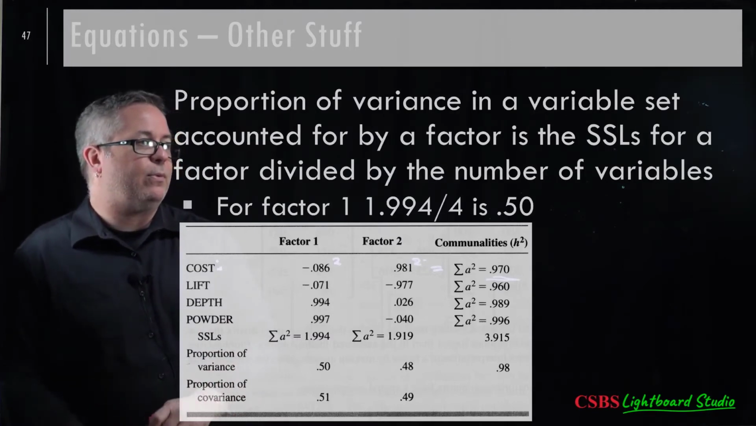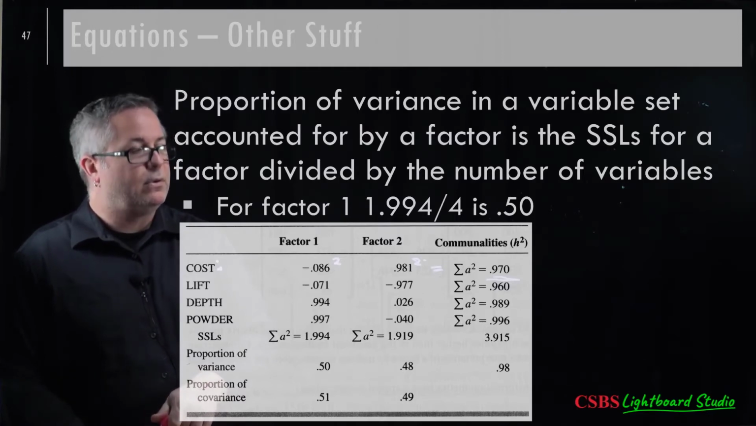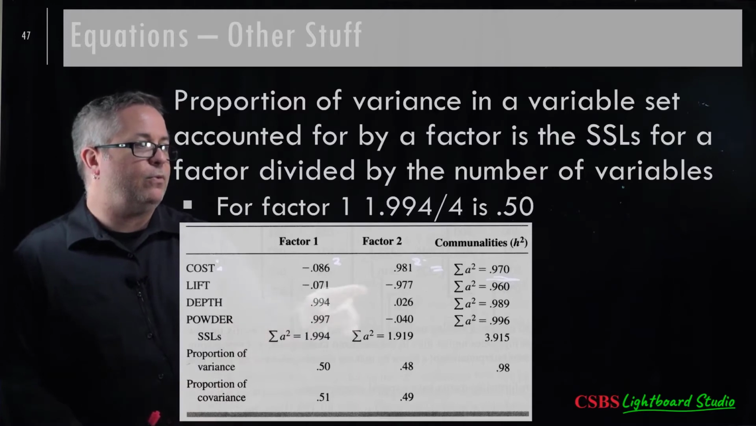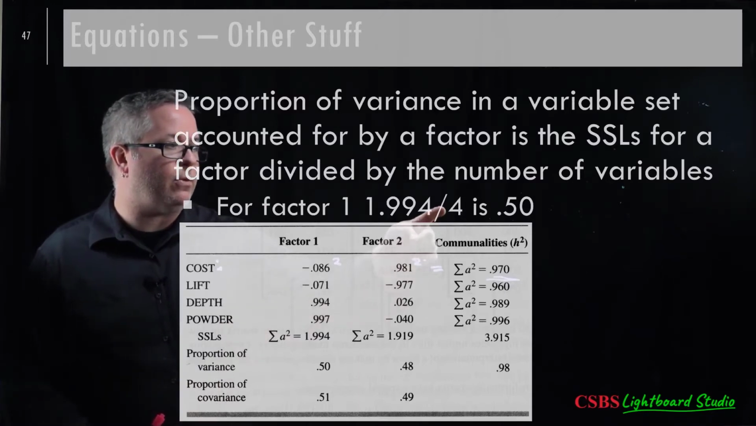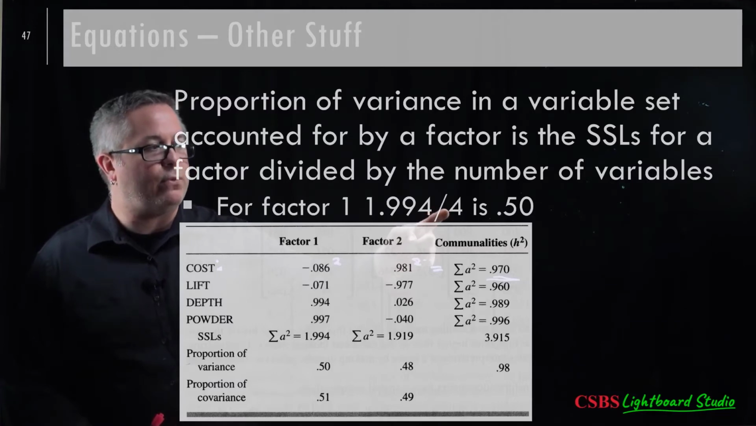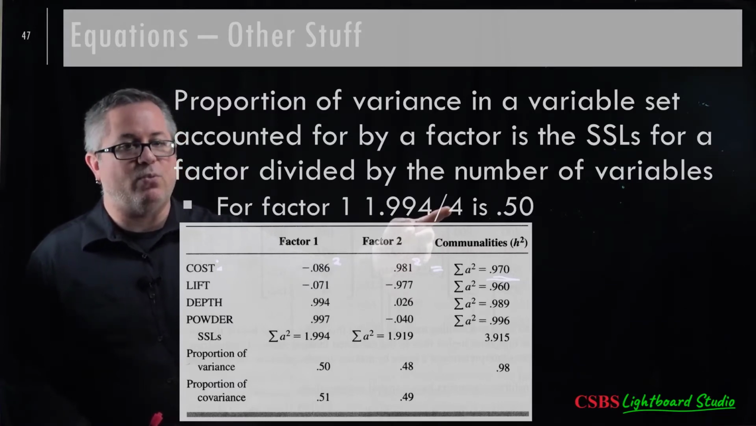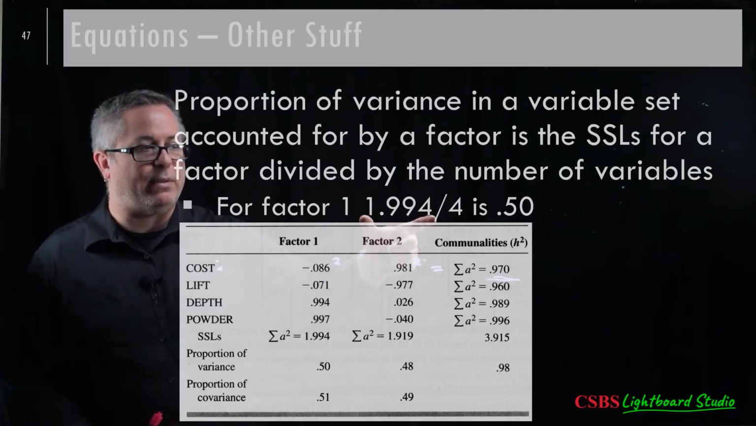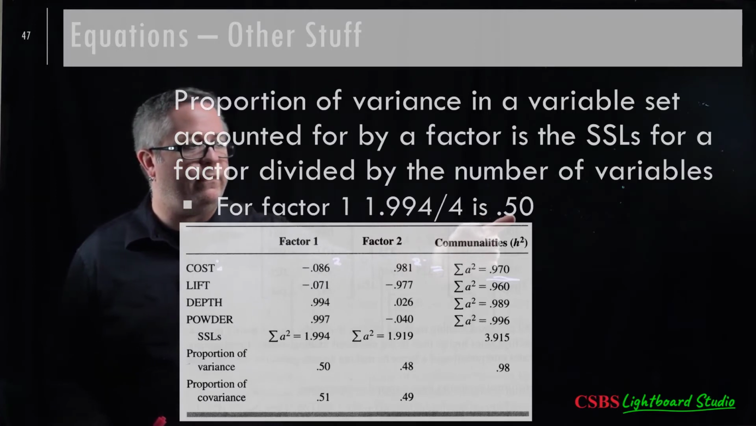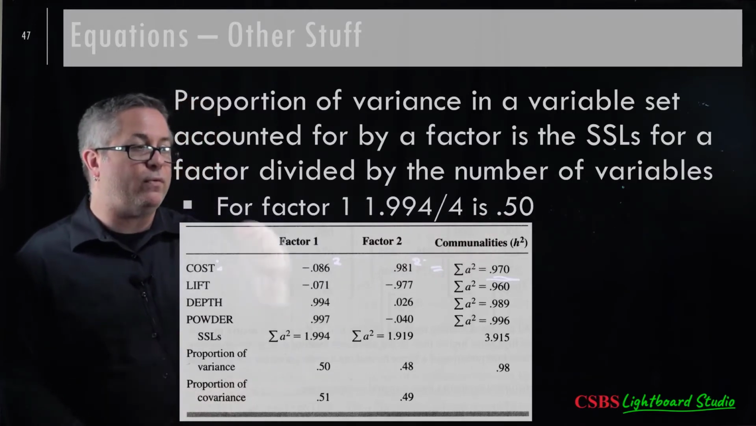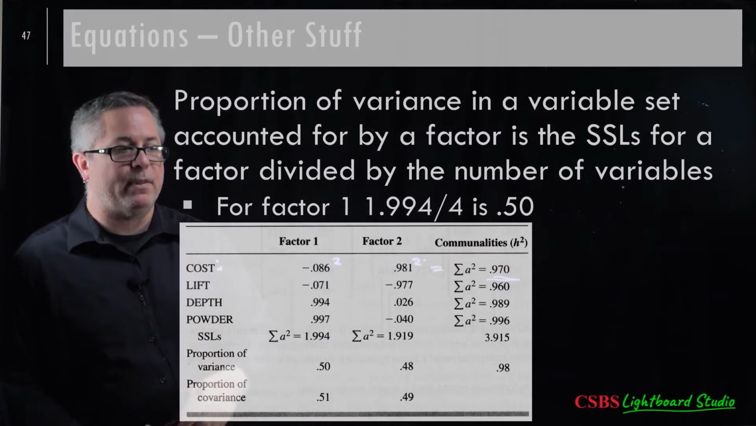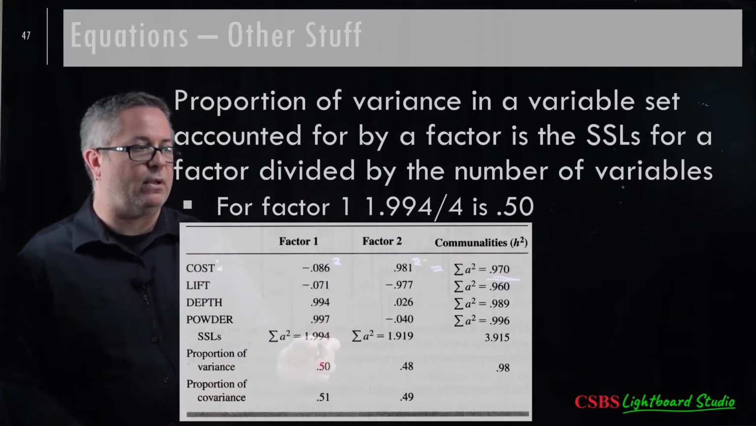So proportion of variance in a variable set accounted for by a factor is the sum of squared loadings for a factor divided by the number of variables. Okay, so the reason why we're dividing by 4, we're dividing by the number of variables, but it's not just we're taking an average. We're dividing by 4 because each item contributes 1 unit of variance. So this is the total amount of variance possible in this data set. So this is the amount of variance that factor 1 explains, or that accounts for. This is the total amount of variance. So about 50% of the total variability is explained by factor 1. That's why we're getting that 0.5 here.